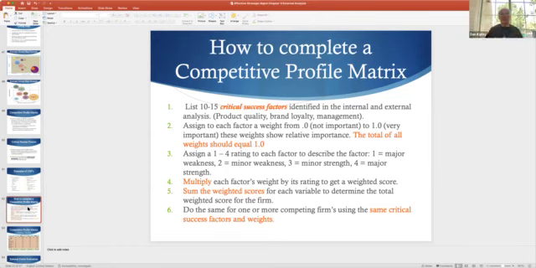Okay, you've given me a list. Which one is most important? The ones that are most important have a higher weighted value. Least important, lower weighted value. And then what we'll do is ask, how well is your firm doing on each of these critical success factors?